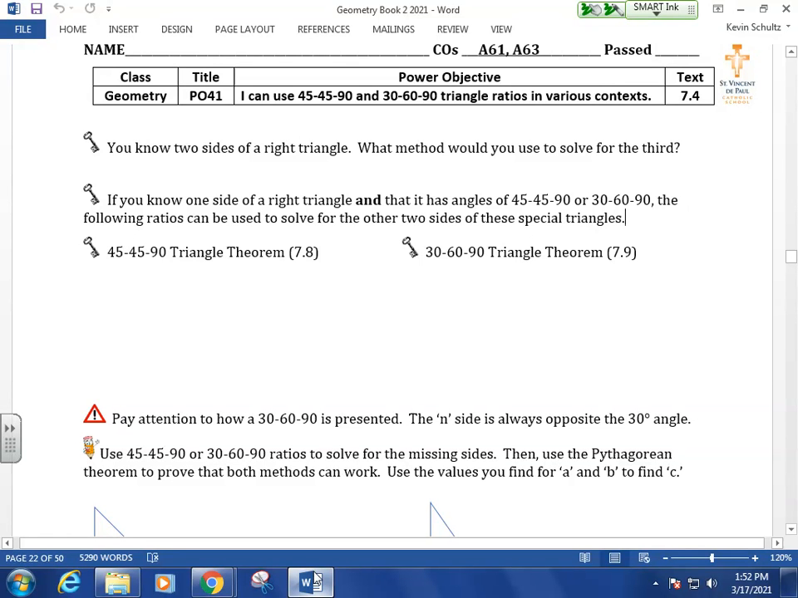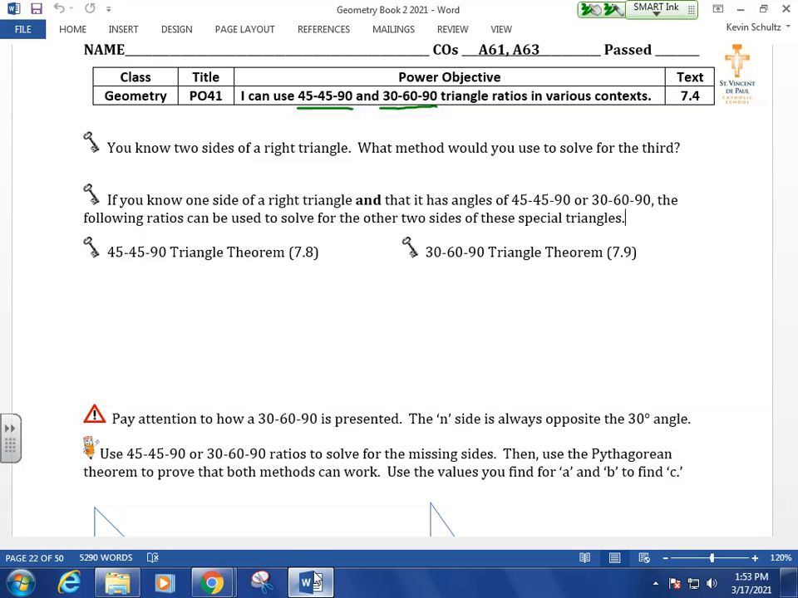We are here talking about PO41, which is special triangles: 45, 45, 90 triangles and 30, 60, 90 triangles. And when we talk about 45, 45, 90 and 30, 60, 90, what are we referring to? Anybody have a guess? Yeah, the angle measures, right?